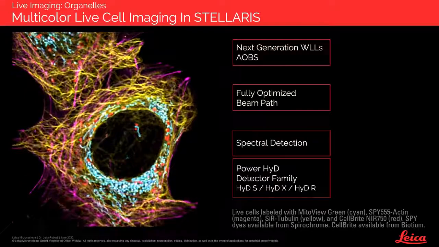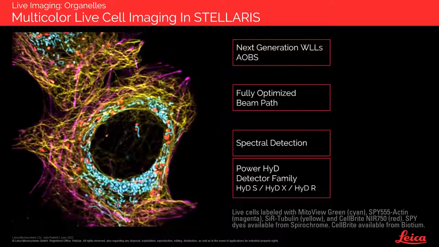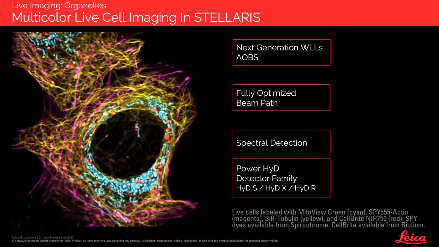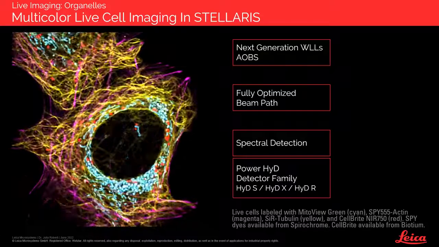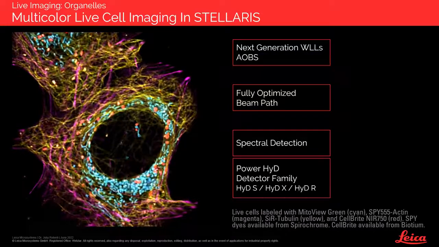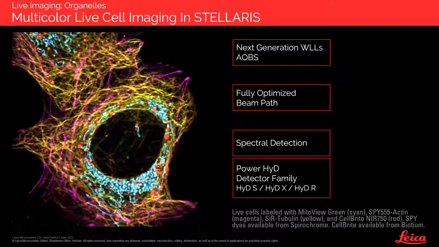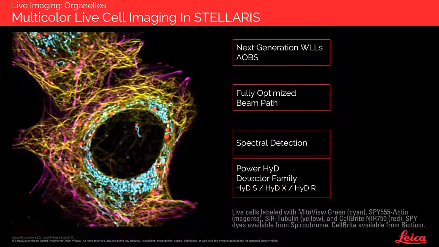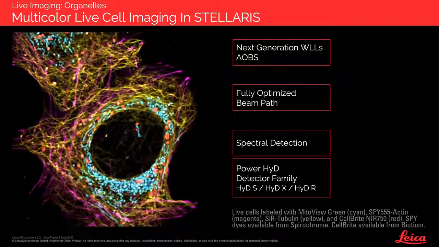We are capturing this information in high quality and detail, enabled by key components of our confocal. These key components are our next generation white light lasers, a full reworked beam path, our spectral detection concept, and the new Power ID detector family. Our STELLARIS platform was designed with the goal of maximizing photon collection in the mildest conditions to enable gentle live cell imaging.